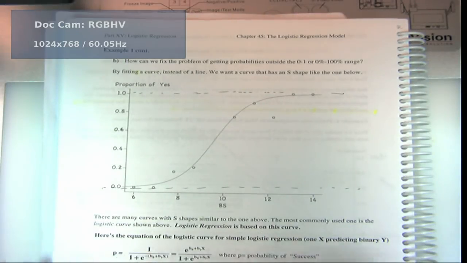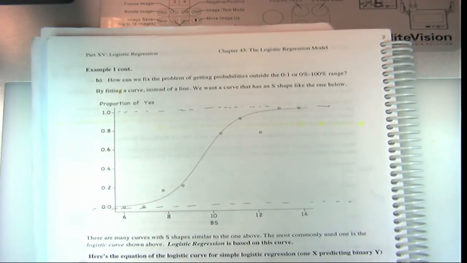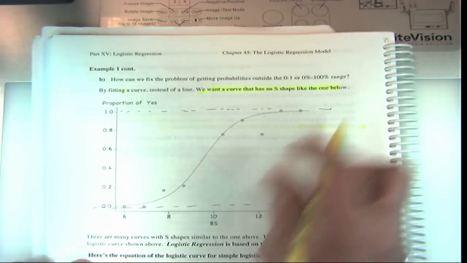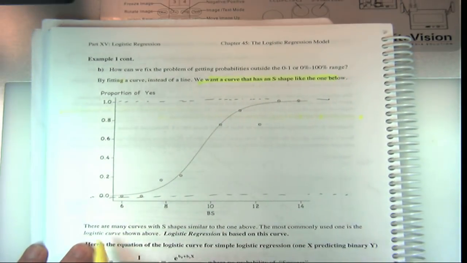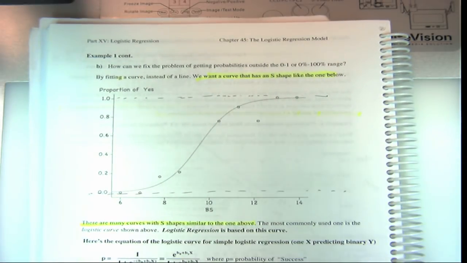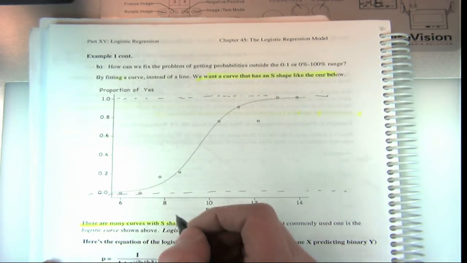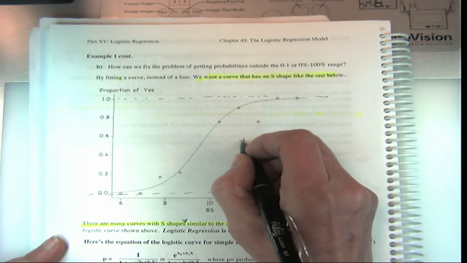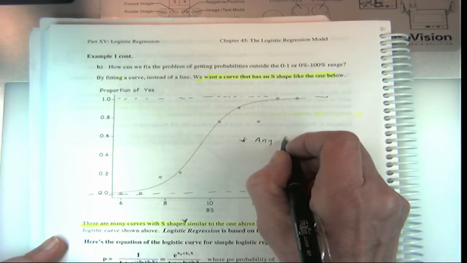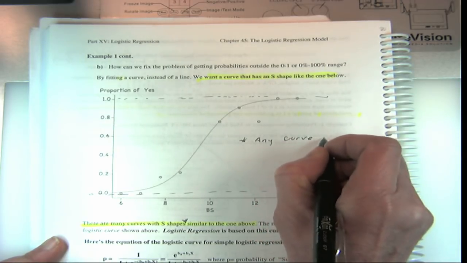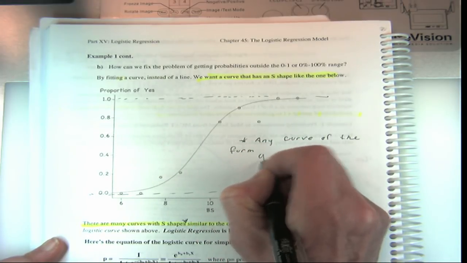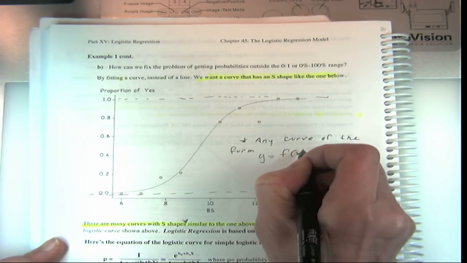So we want to fit an S-shaped curve. This is what we want to do. Well, there's many S-shaped curves similar to the one above. Which one do we want? I mean, actually, any curve of the form Y is equal to some function of x that's positive.